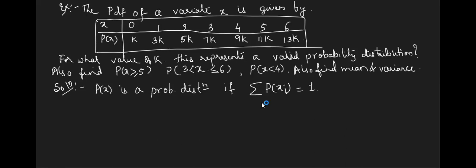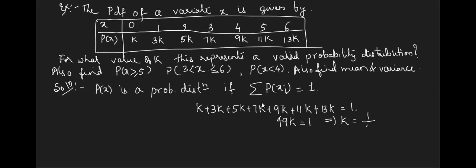So here let us add all the values: k plus 3k plus 5k plus 7k plus 9k plus 11k plus 13k. Just see what is the sum. 13 plus 1, 14. 11 plus 3 is also 14. 14 times 3 is 42. 42 plus 7, is it 49k? Yes, 49. So 49k is equal to 1. So that means what is k? k is 1 by 49.